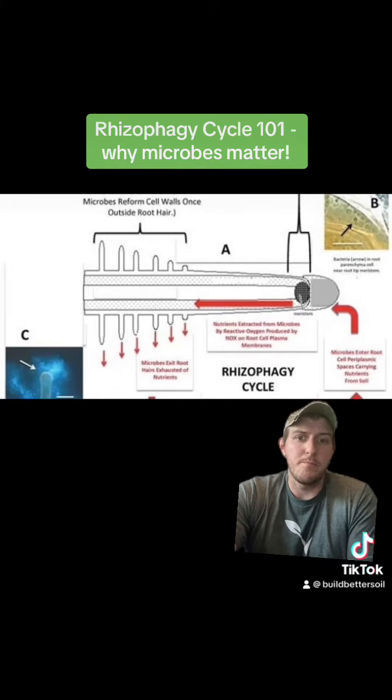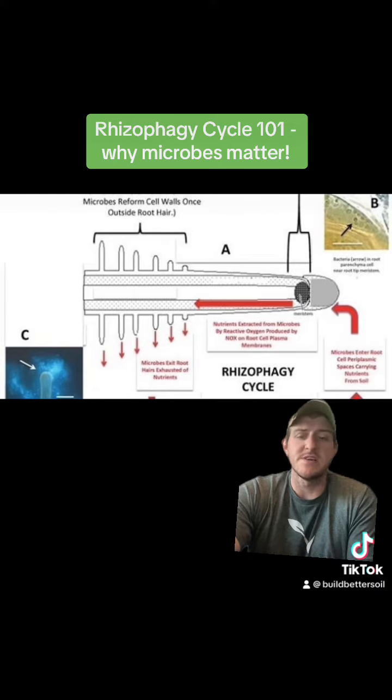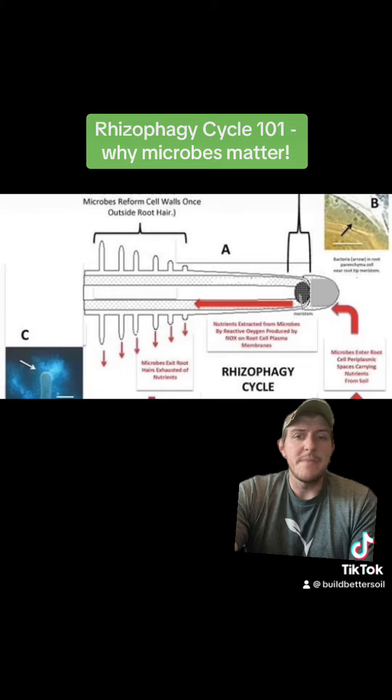Wanted to go over a popular topic, or at least something that we've talked about in the past. It's called the Rhizophagy cycle. Give credit to Dr. James White, and I believe it was his team at Rutgers University that helped to define this cycle. And you hear the term cycle, so what that means is we're talking about microbes entering the root tip.